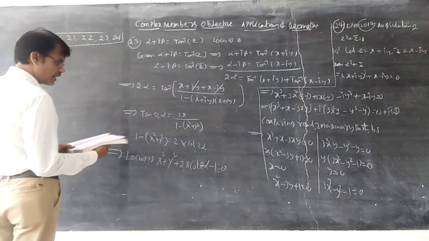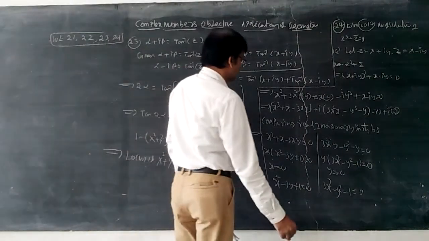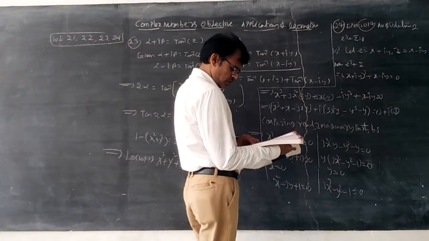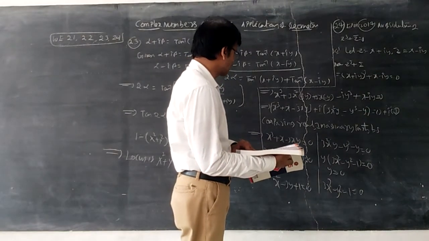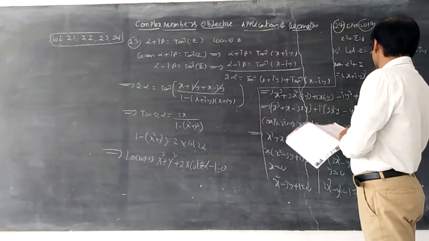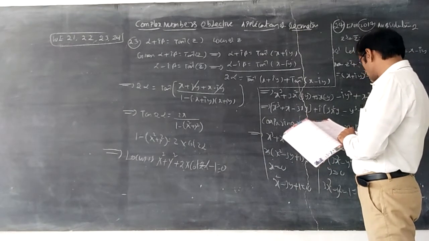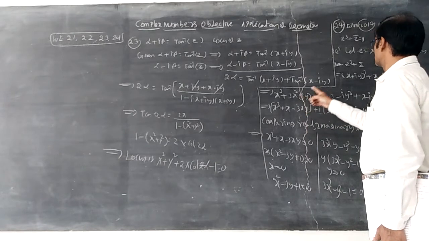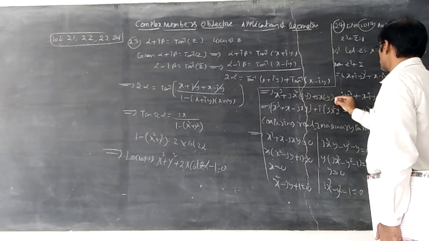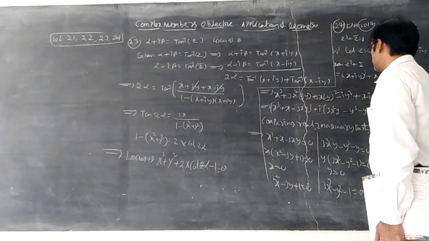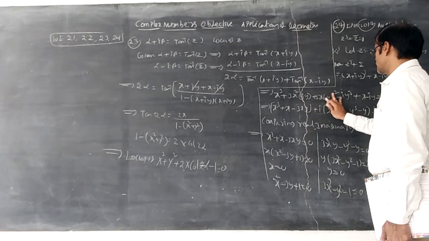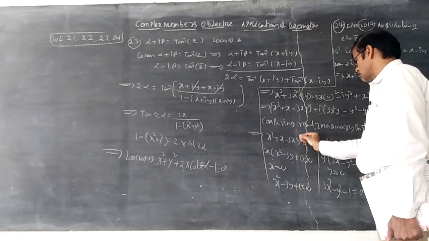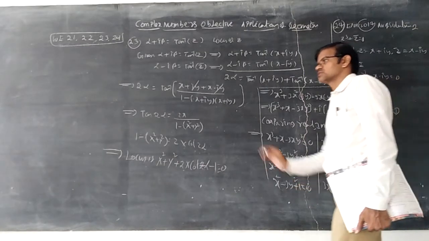Here there may be a mistake. It should be x square minus 3y square, not 3y. Using a cube plus 3a square b plus 3ab square, here minus 3x into i square y square gives 3x y square. So it is 3y square.